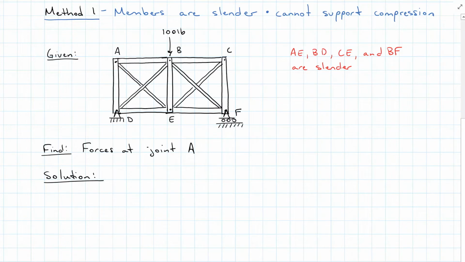The first thing I'm going to do is solve for the reactions at D and F. We've got symmetrically loaded, symmetrically supported, which means Dy is going to be 50 pounds, as is Fy. I don't have anything acting in the x direction, so Dx will be equal to 0. Next, I'm going to take a section right through this first bay here, and I'm going to take it towards AD.